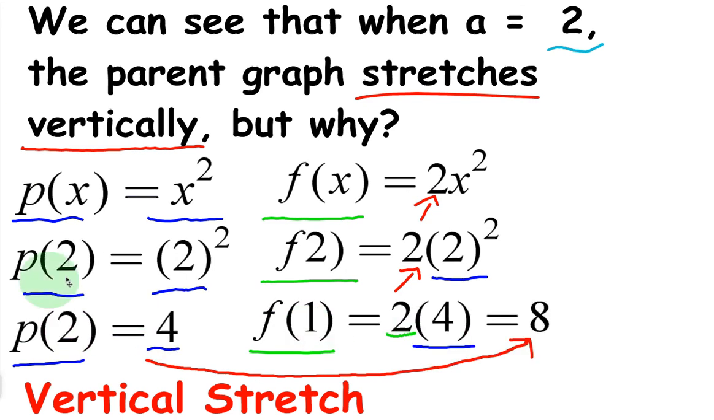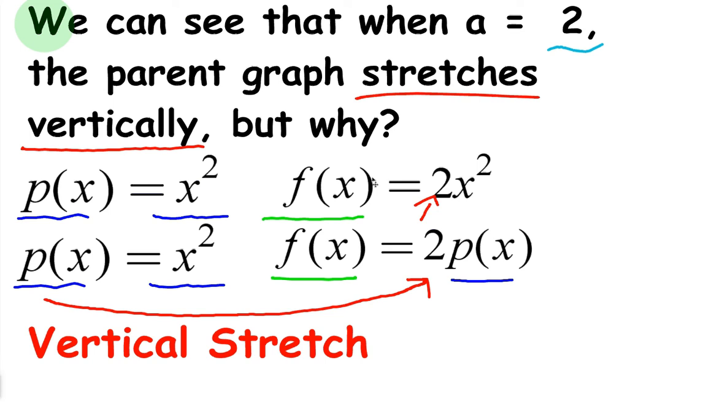Let's look at p of 2. P of 2 is 2 squared, which is 4. Well, again, I'm just taking that 2 squared value 4 and doubling it because it's 2 times x squared to get 8. So it's very, very easy to see why it's vertically stretched, in this case by a factor of 2. We can see that when a is 2, the parent graph stretches.